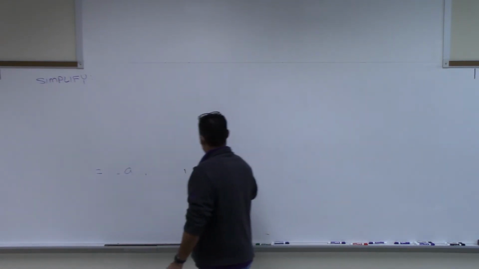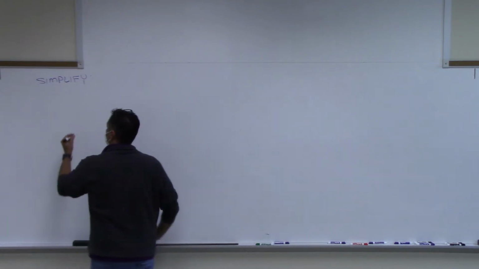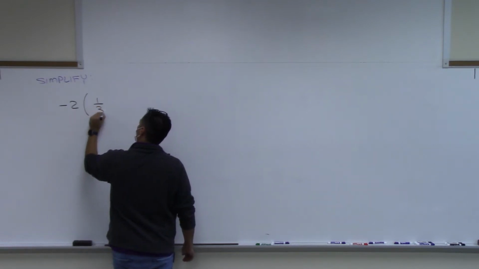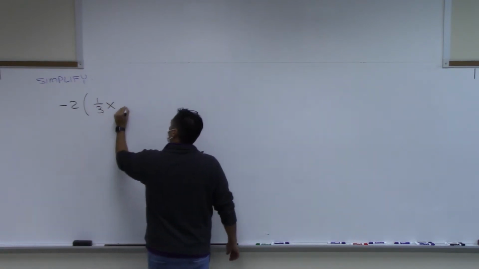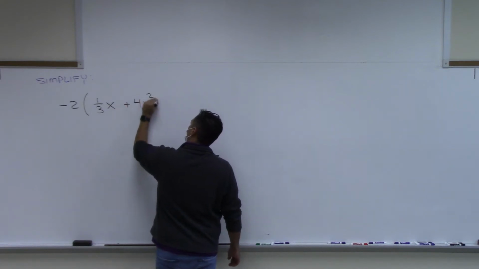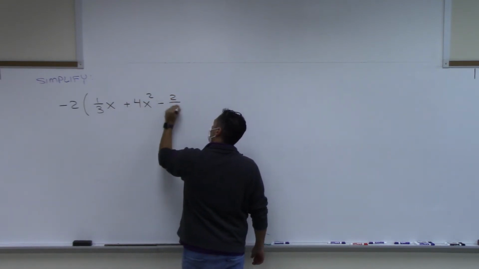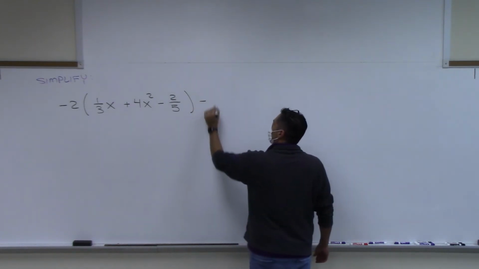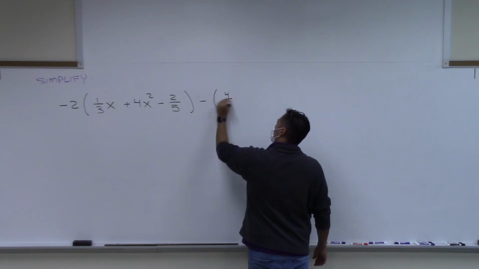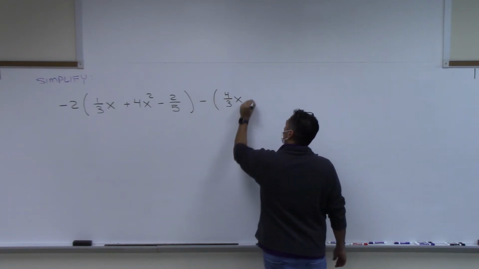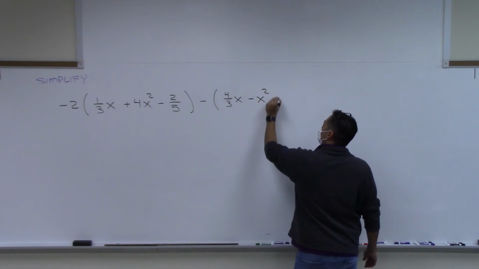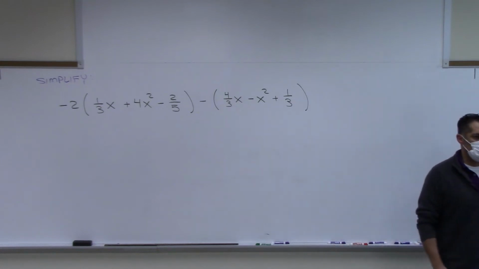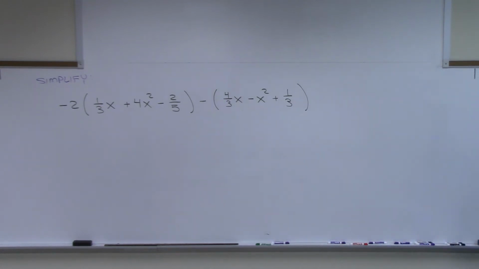Okay, how about this? -2 times 1/3 x plus 4x squared minus 2/5, minus 4/3 x minus x squared plus 1/3. Same instructions. Simplify.